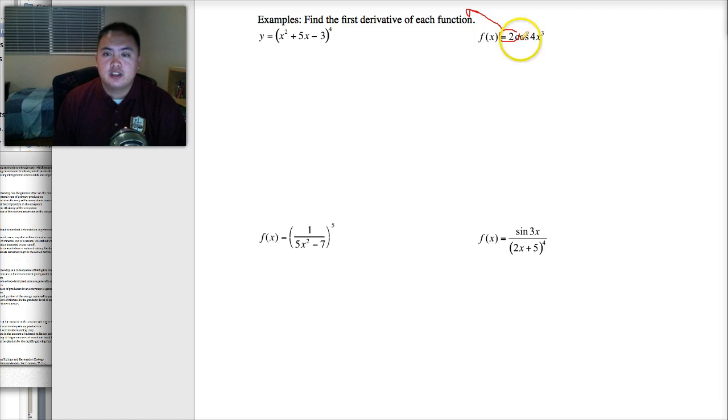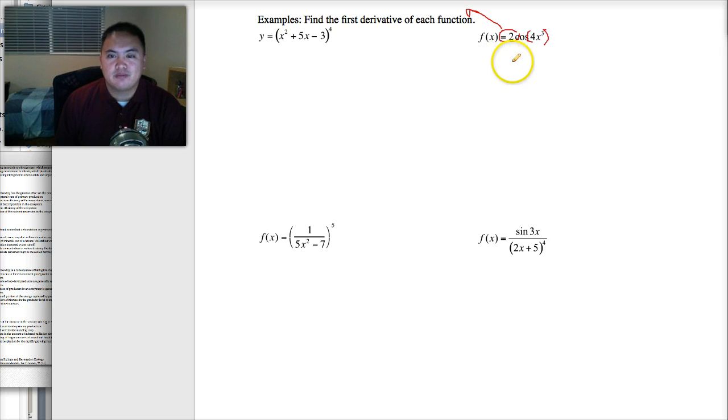So really, I'm going to find the derivative of cosine 4x to the third. You may not know what the outside function is here, but there should be an invisible parentheses. This is technically cosine parentheses 4x to the third. My outside function is cosine, and my inside function is 4x to the third.